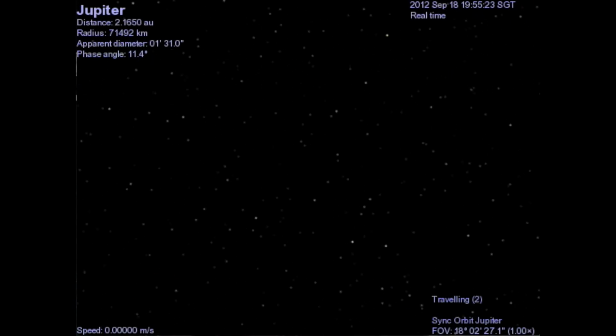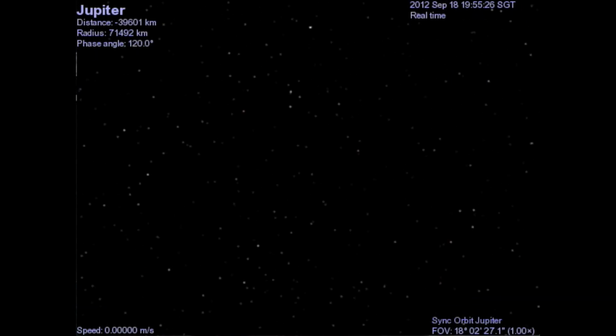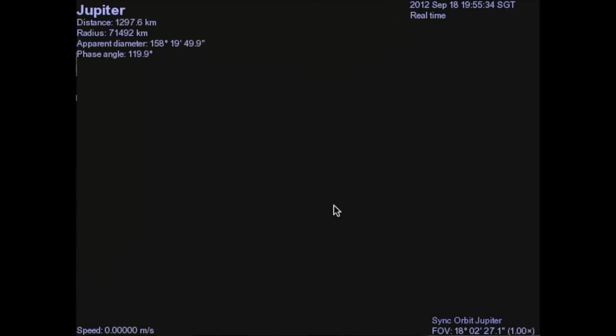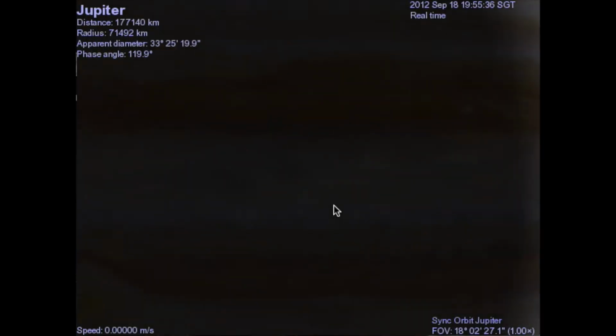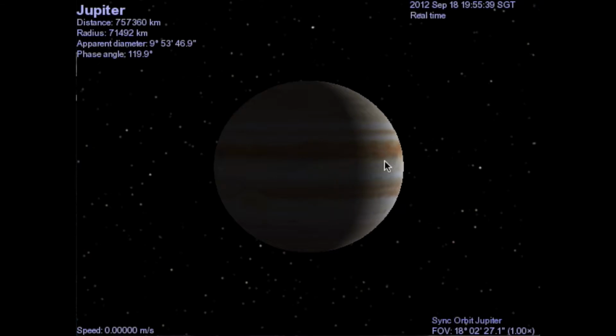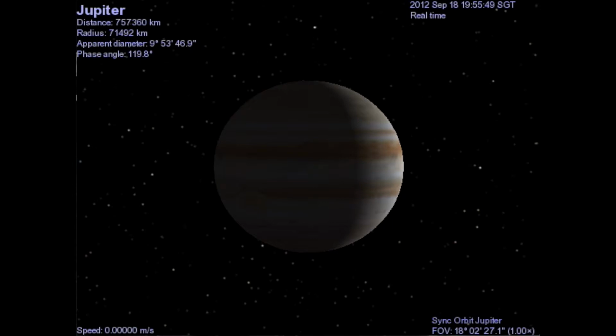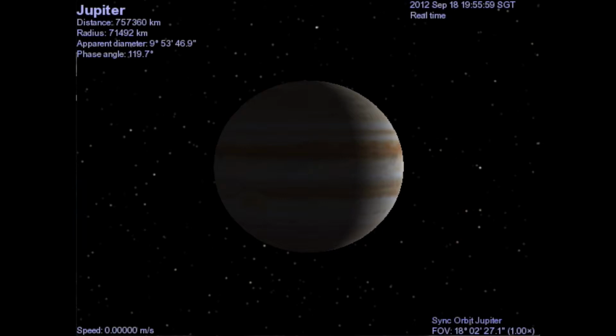Now, the Celestia camera is targeting Jupiter. Sorry, I have to do a bit of adjustments. Okay, now this is Jupiter. The distance is 757,360 km. Radius is 7,492 km. The phase angle is 119.7 degrees. If you compare this to Earth, the radius, the distance, and the phase angle are really massive.